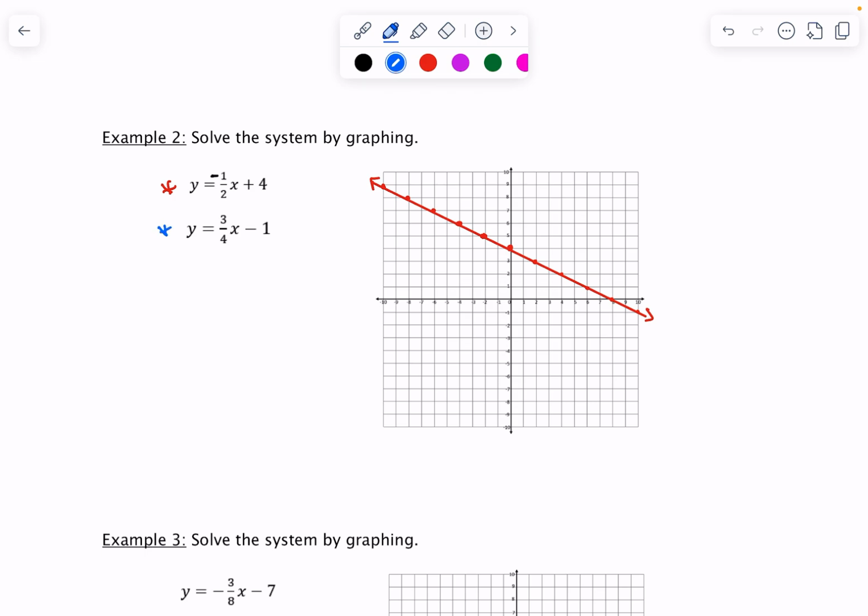I'm going to do the second line in blue. I'm going to start at -1. That's my starting point. I'm going to go up 3 over 4. So 1, 2, 3, 1, 2, 3, 4, and boom, right there at that point is where the red and the blue touch. I know that's going to be my point of intersection.